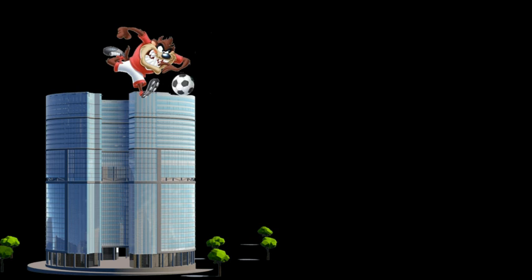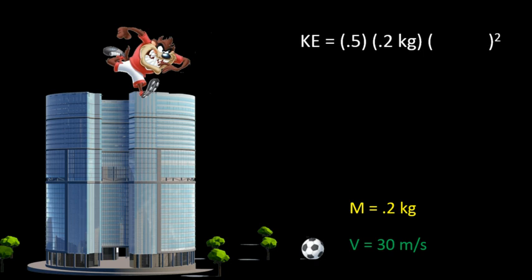All right, next we're going to have him kick the ball, and it's going to come all the way in just before it strikes the ground, we're going to calculate its kinetic energy, right? It hasn't struck the ground yet. It's still moving. So again, the mass is 0.2 kilograms. The velocity now, it has sped up because it accelerated because of gravity, right? So now it's going 30 meters per second. And our formula is again 0.5 times 0.2 kilograms, but this time it's 30 meters per second squared. And that brings us to 90 joules.